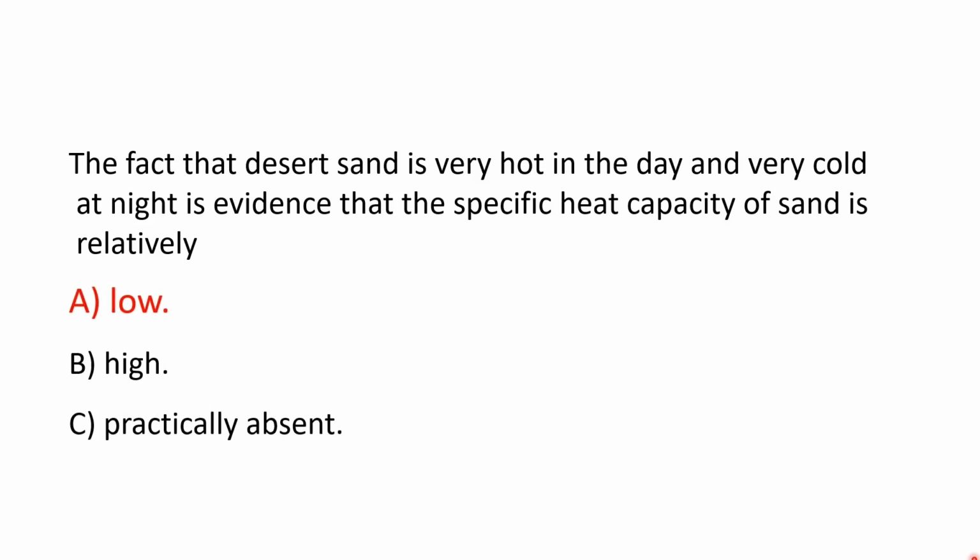Again, this would be low specific heat capacity. If it's very hot in the day and then very cold at night, that means its temperature is fluctuating a lot. It's increasing to a high value and then it's dropping to a very low value. So it's not retaining the heat very well. It's not holding on to it. It's absorbing it and then releasing it relatively easily, which means probably not a lot of energy was required to change its temperature in the first place.